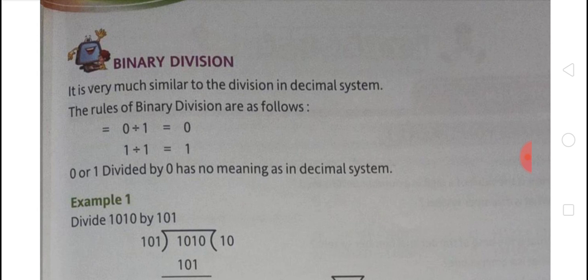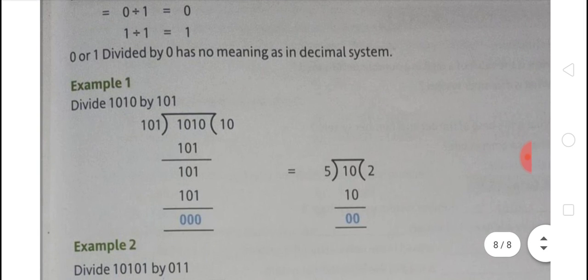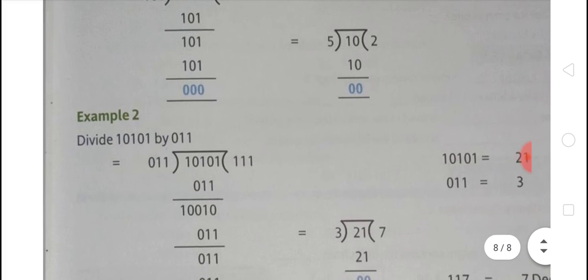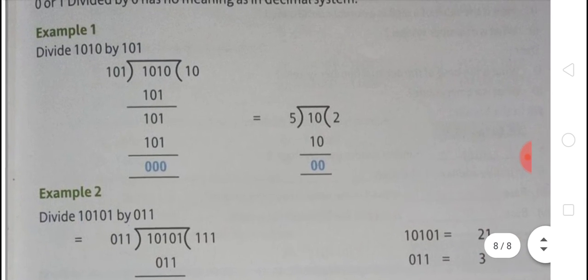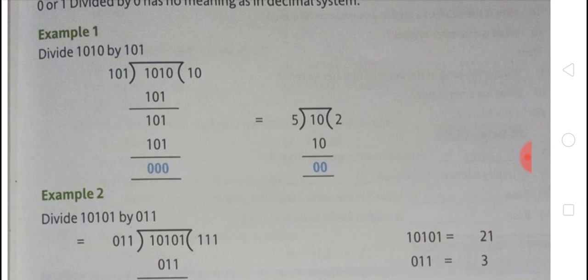Binary division is very similar to the division of the decimal number system. Just like that you can do it, but you have to follow the rules of the decimal number system. Then subtract also. After that you can do it. Various examples are given here.